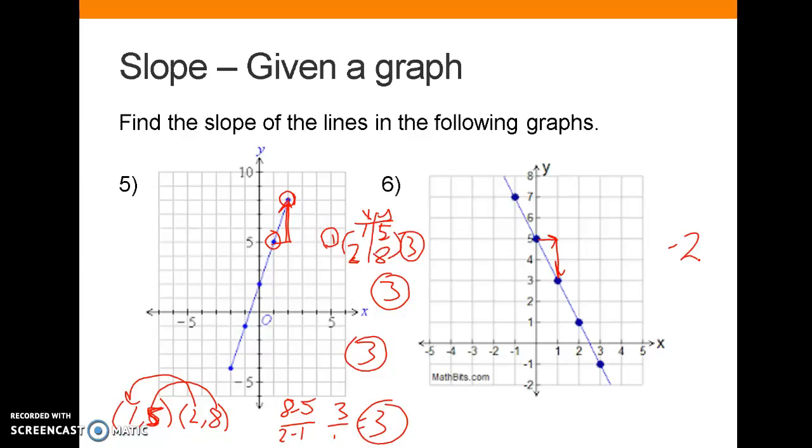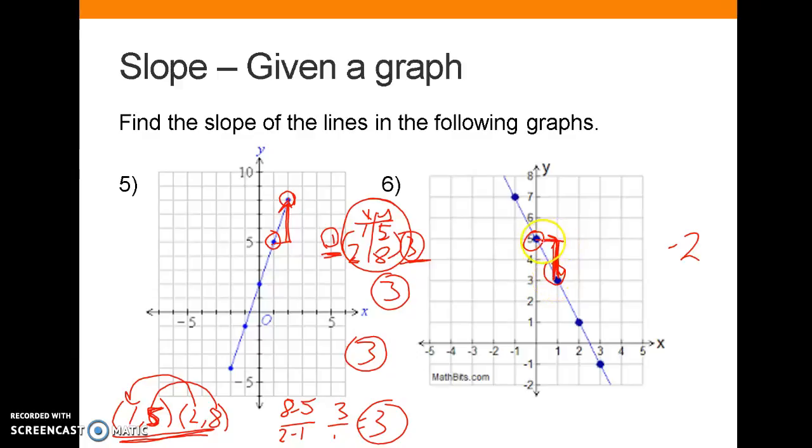I could do this with points. I could identify points just like I did over here and use the formula y2 minus y1 over x2 minus x1. I could make a table of values and see how the y changes and divide it by how the x changes. Or I could just do the rise. In this case, the rise is negative 2, and the run, you'll hear me say that a lot, the rise over the run. The rise is how far it goes up and down.